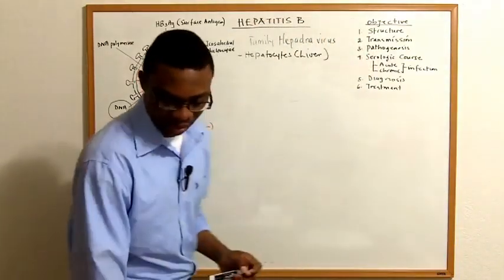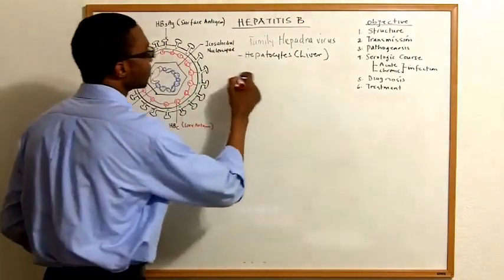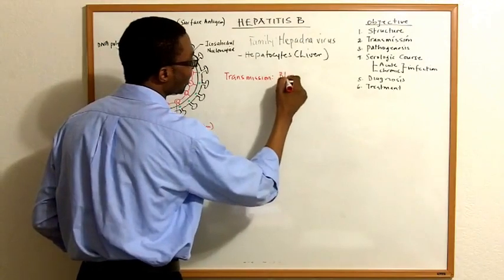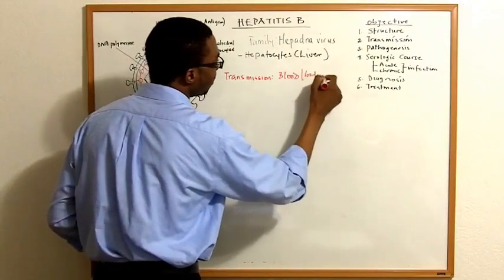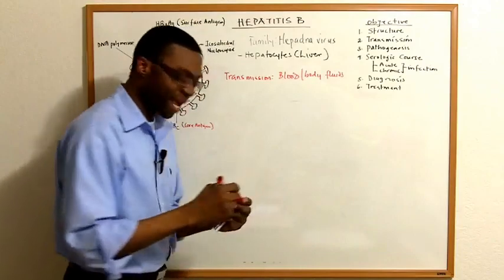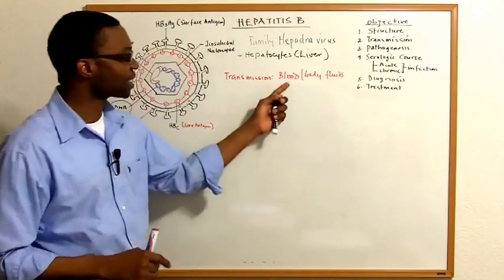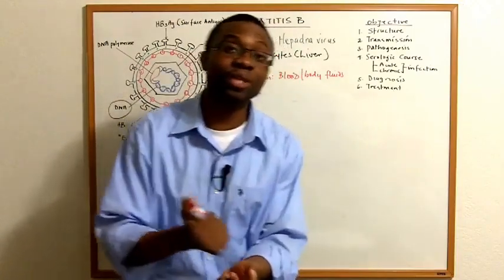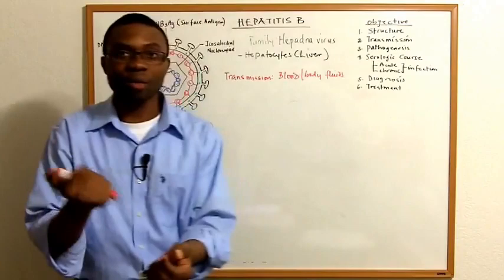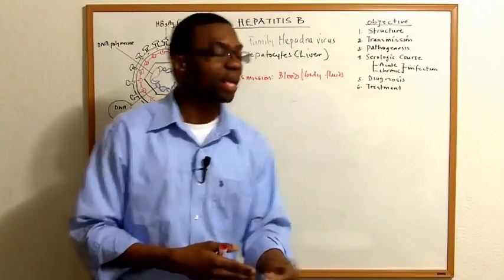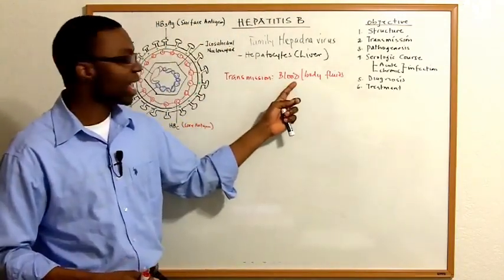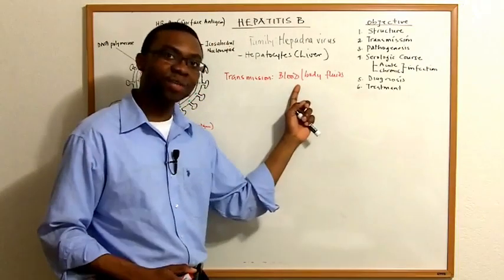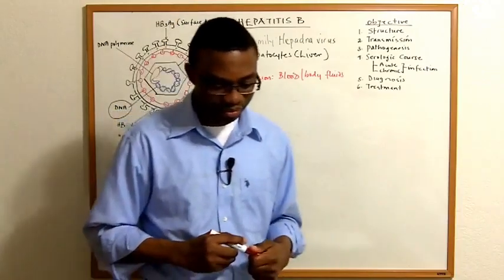Usually it's from bloody body fluids. Blood or body fluids. So if a patient is infected with hepatitis B and you get exposure to a needle, right? If you get exposure to the needle that has been used to deliver medication or whatever to the patient, if you get stuck with this needle and they already have an active hepatitis B infection, that's how you get infected.